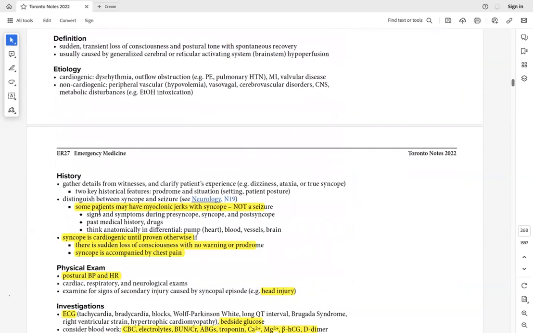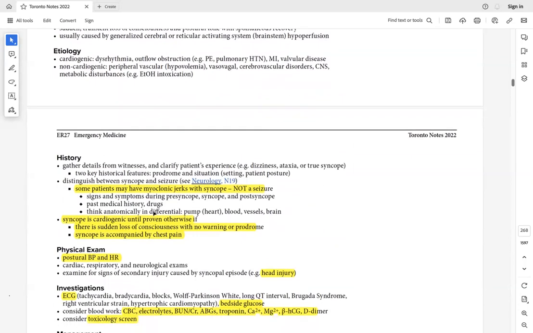And syncope, until and unless it is ruled out, most probably it is cardiogenic. Okay, so if there's no history, the patient is just presenting with syncope, mostly an elderly patient, with a history of dizziness, so mostly it is some cardiogenic cause. Okay.